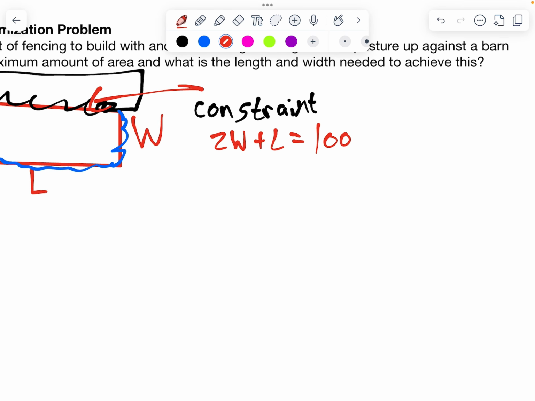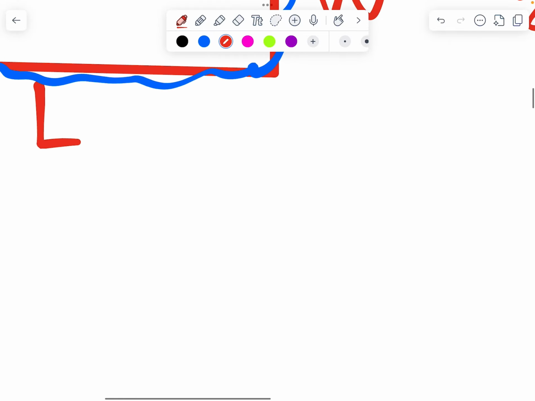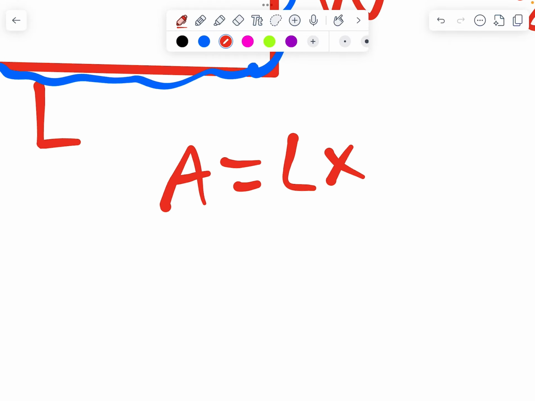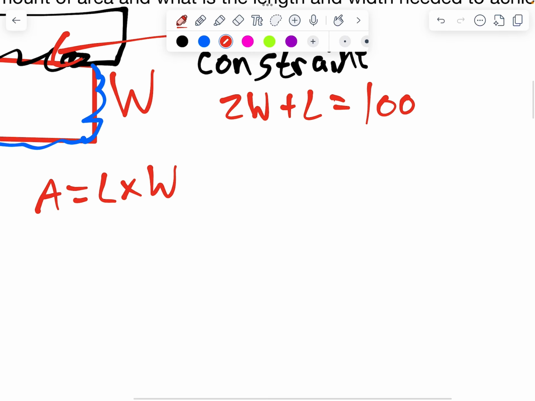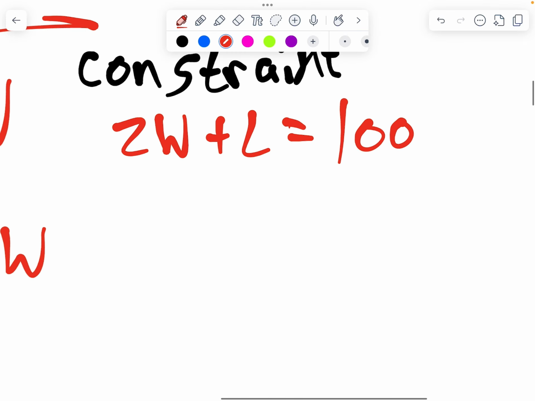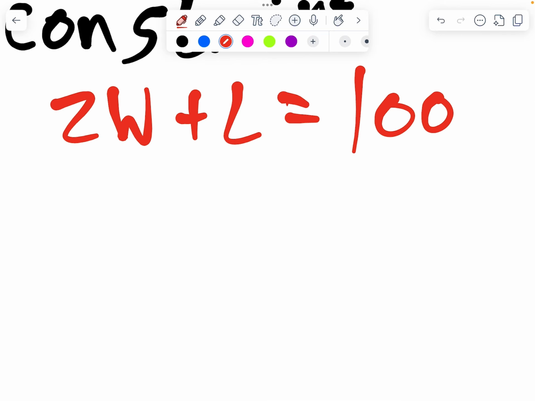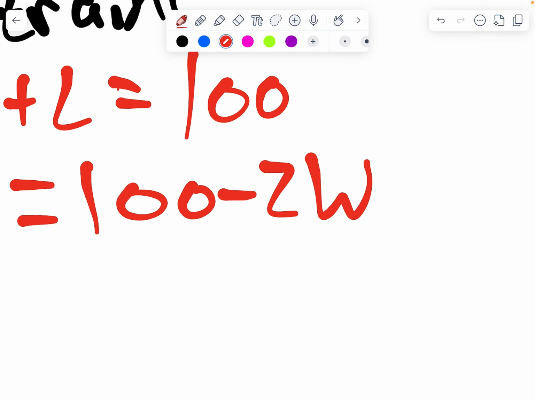And then from here we need to find the area, which we know is just going to be length times width. But before we can do that, we need to use our constraint to get common variables. So we'll use length in this case. Length equals 100 minus 2 times the width.